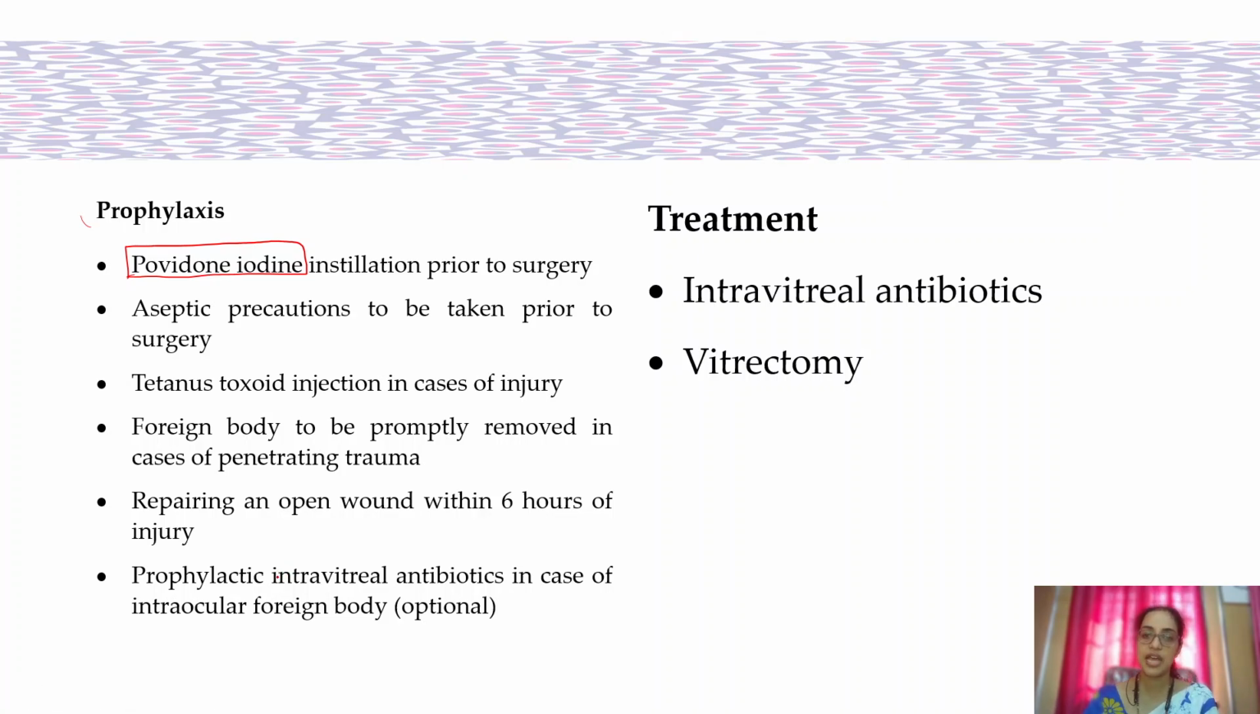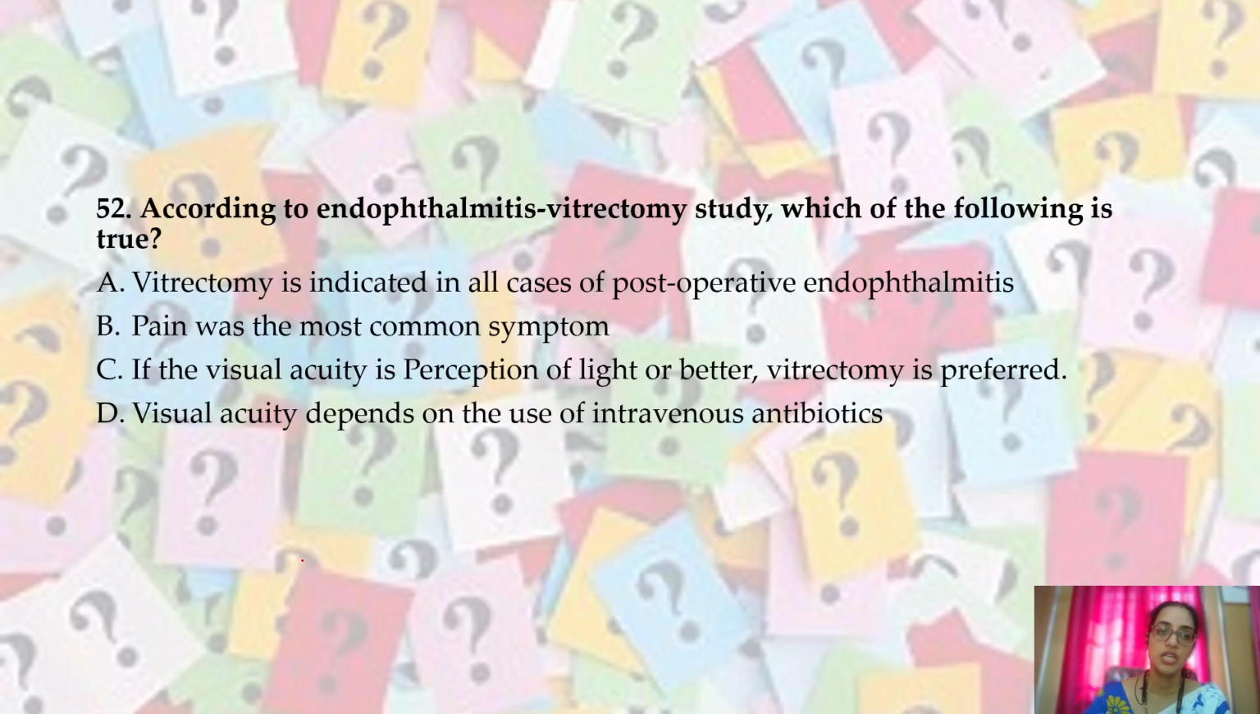Intravitreal antibiotics and vitrectomy. According to the endophthalmitis vitrectomy study, which of the following is true? So this was a landmark trial that happened somewhere in early 2000, which included 400 odd patients with post-operative endophthalmitis. So there were a few results we'll discuss in the coming slide. Vitrectomy is indicated in all cases of post-operative endophthalmitis. No, they had clear-cut guidelines as to who will benefit from vitrectomy and who will not.